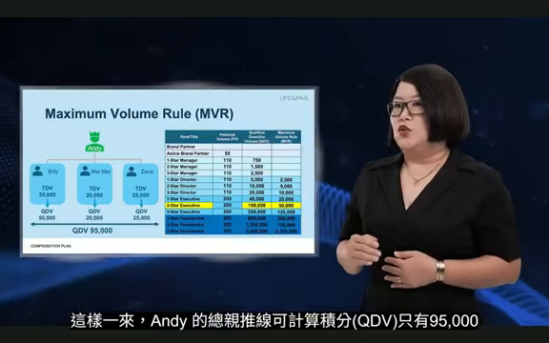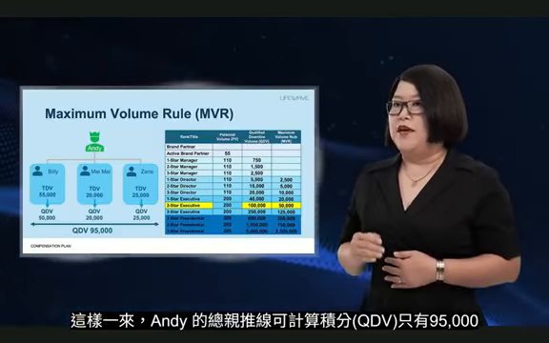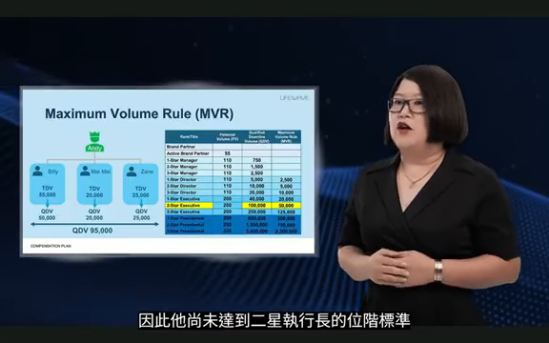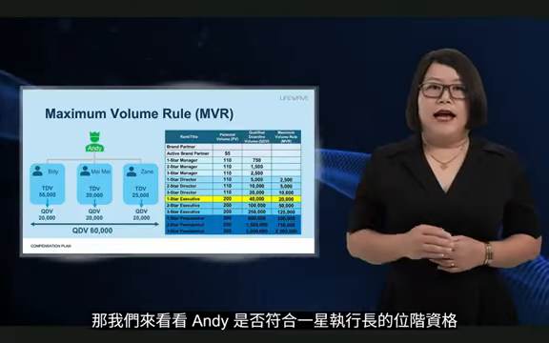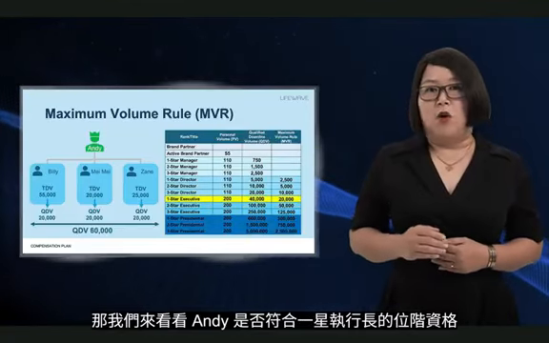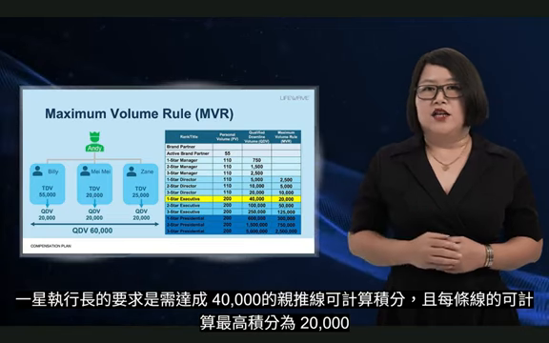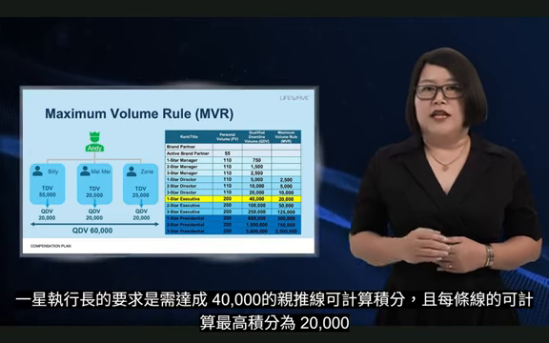This means that Andy's total qualifying downline volume is now only 95,000, and he has not achieved the rank of a 2-star executive. Now, let's see if Andy meets the requirements of a 1-star executive. Andy needs 40,000 QDV with MVR of 20,000.